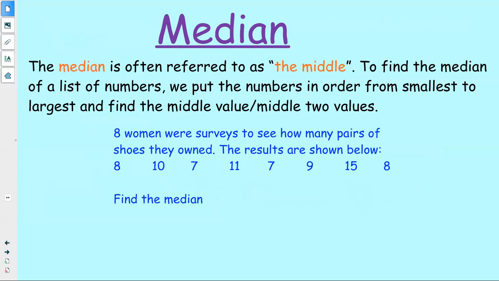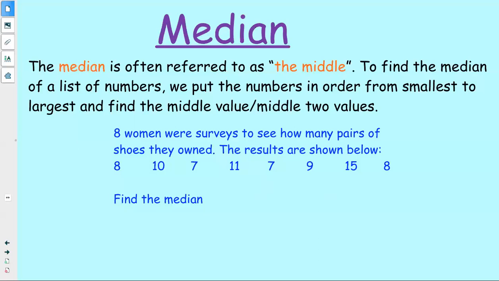Okay, we're going to go into median next. So the median is often referred to as the middle. To find the median of a list of numbers, or a data set, which I like to call it, we put the numbers in order from the smallest to the largest and find the middle value or middle two values. And we'll go over what we mean by that in a second.